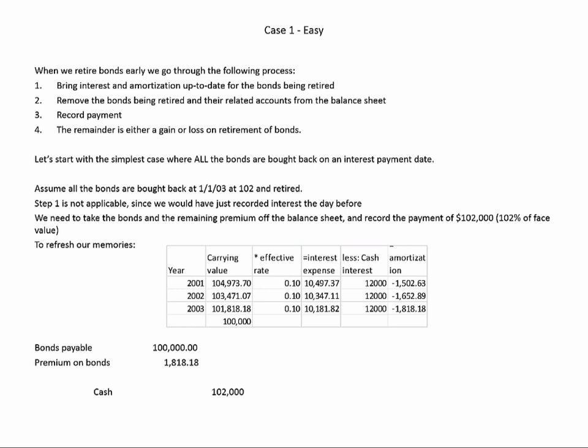And again, in this case, we paid $102,000 to satisfy $101,818 of liabilities, so we paid essentially an extra $180 some dollars. That excess that we paid is going to be a loss on retirement.